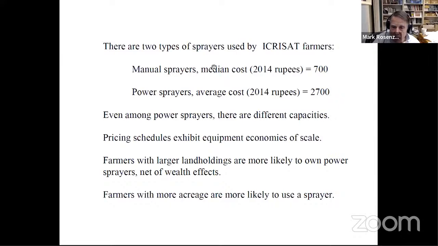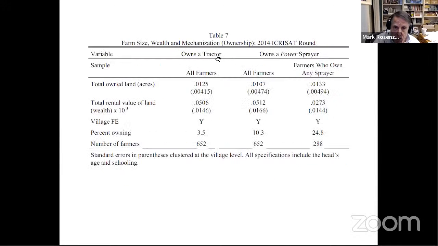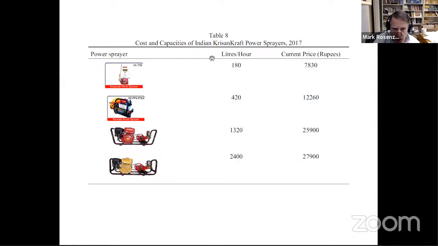All right. So what about the pricing? This is just saying that larger farms are more likely to own things. So we went to the web. We wanted to buy a sprayer. We needed to get the price schedule, and this is what we saw. These are a set of power sprayers. The price schedule, in fact, provided the same sprayer capacity metric that we use in our data, which is the amount of material in liters sprayed per hour.